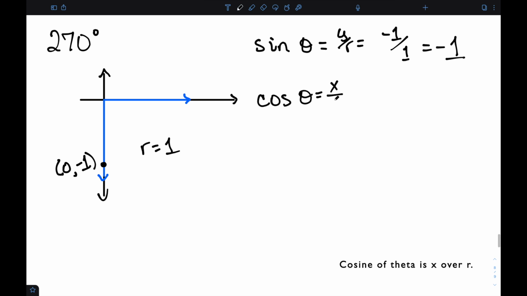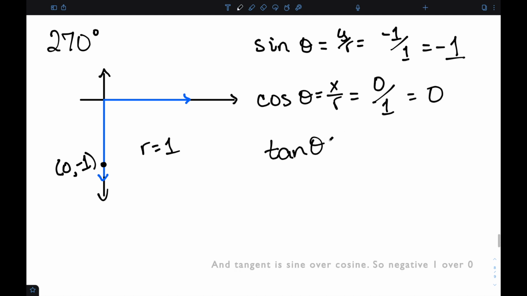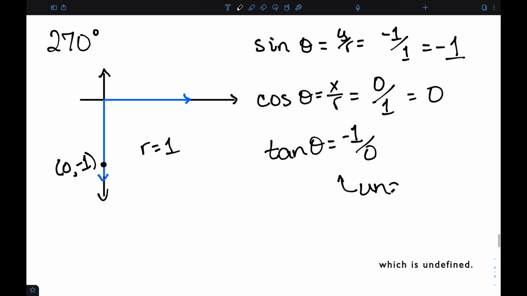Cosine of theta is x over r. X is equal to 0. R is equal to 1, so this is 0. And then tangent is sine over cosine, so -1 over 0, which is undefined.